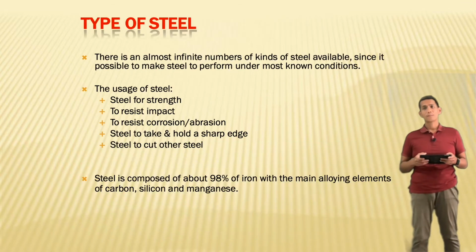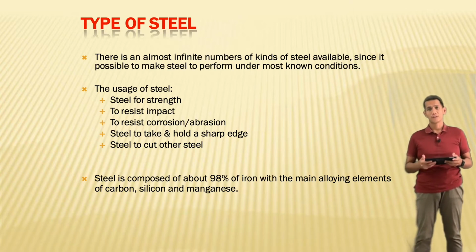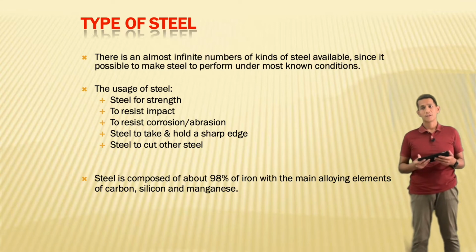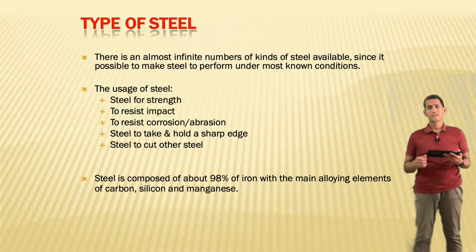Then we go to type of steel. There is an almost infinite number of kinds of steel available, since it's possible to make steel to perform under most known conditions. What are the uses of the steel? Number 1, steel for strength, to resist impact, to resist corrosion, abrasion, steel to take and hold a sharp edge, steel to cut other steel. So basically steel is composed of about 98% of iron, with the main alloying elements of carbon, silicon and manganese.